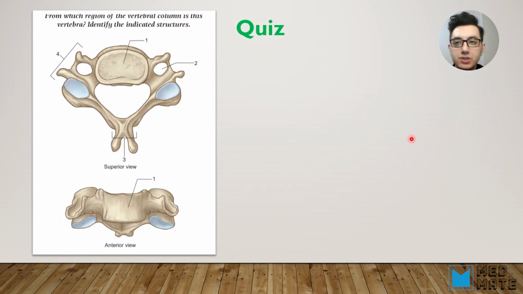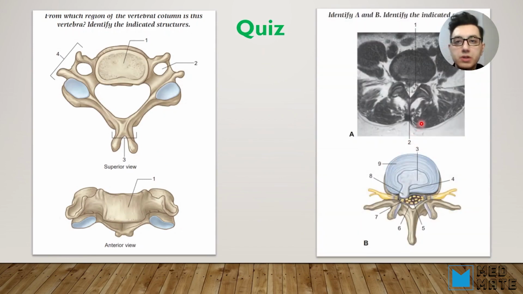Now let's review some questions. From which region of the vertebral column is this vertebra? Identify the indicated structure. So what do you think? Here you can see a vertebra, and the first thing that I notice is the bifurcation in the spinous process. Then we have this body, we have the triangular shape of the vertebral foramen, we have the transverse processes with foramen. Here we can see the body of this vertebra. So this vertebra is from the cervical vertebrae.